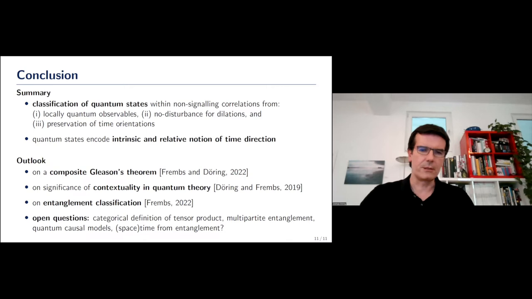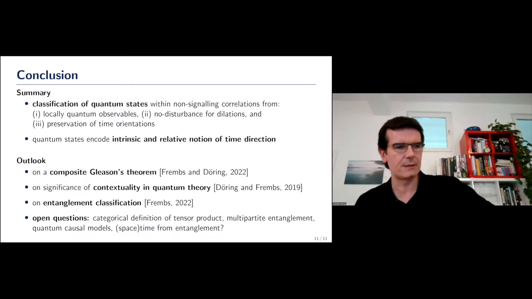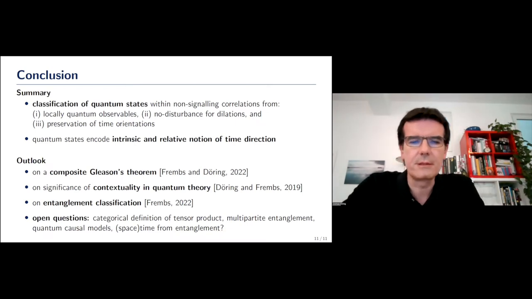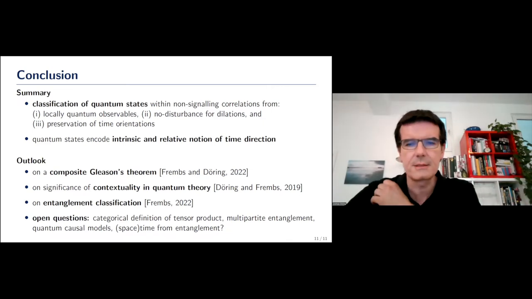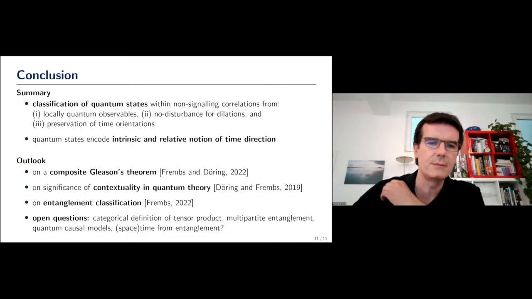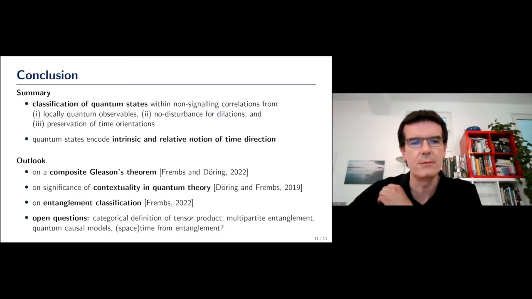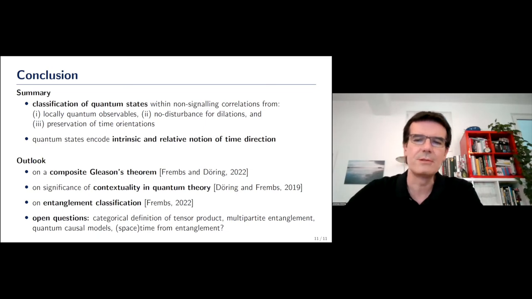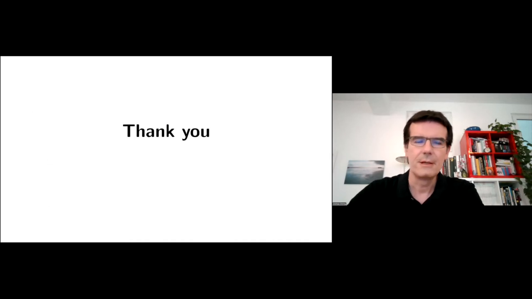Of course, we talk about composite systems in this setting, and we characterize some things that are normally a bit hard to characterize. Is there maybe a way to go a bit further to arrive at the categorical definition of a tensor product? What can we say about multipartite entanglement? And just as keywords, what about quantum causal models? What about maybe space-time ideas arising from entanglement? As usual, there are more open questions at the end than in the beginning, but that's a good thing. Okay, thank you very much.